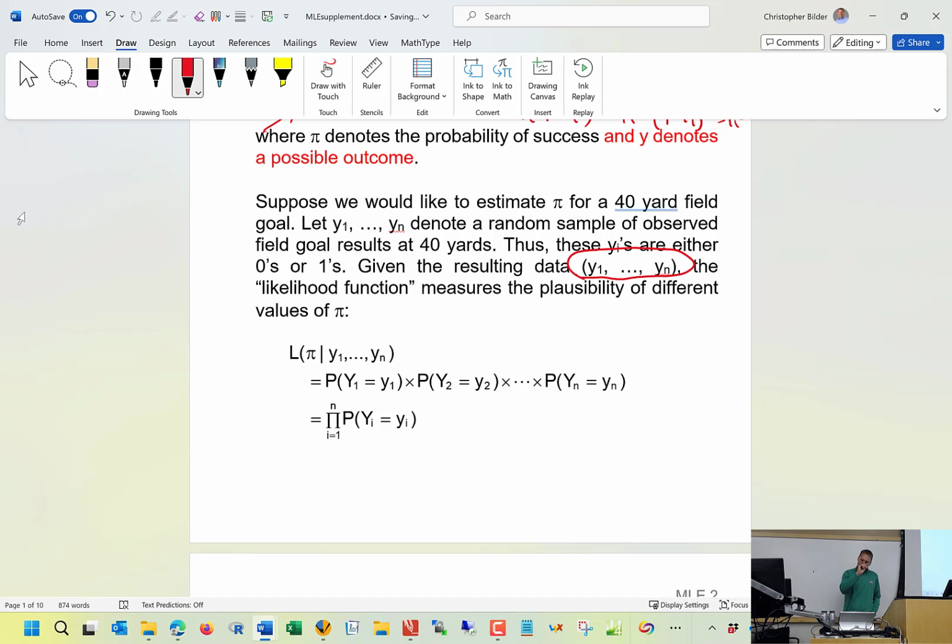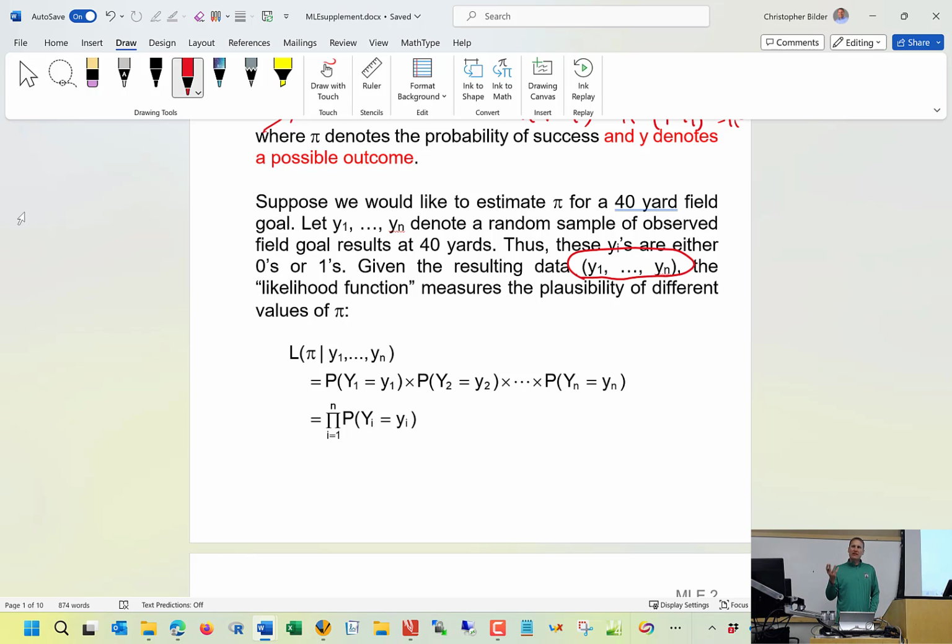Y1 through Yn, where I'm using the lowercase letters there, represent, let's say, a general way to represent my actual sample that I got. Maybe the first kick was a failure, so I have a 0. So that would be like little y1. Second kick was a success, little y2 would be 1.